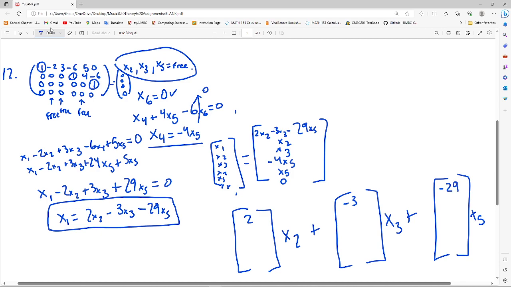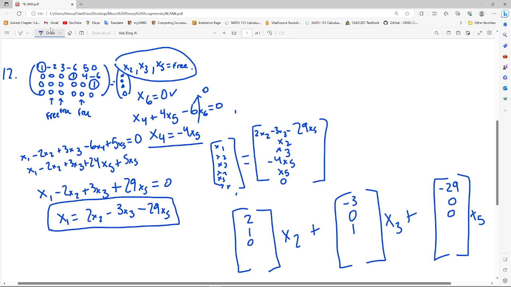x2, we just have x2, so that's going to be 1. There's no x3s and no x5s in our x2s, so that's going to be zeros. x3 is equal to x3, so there was no x2s. 1 x3, no x5s.